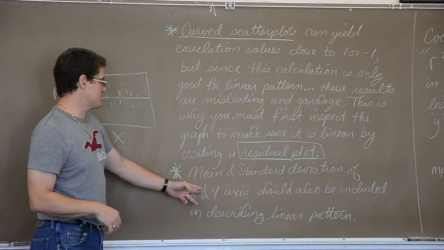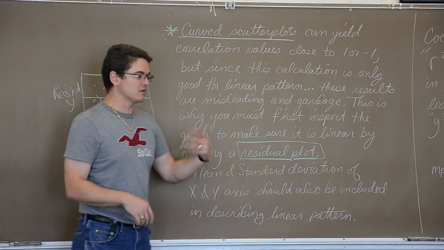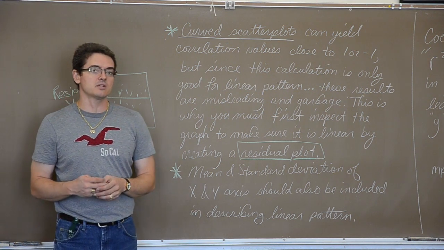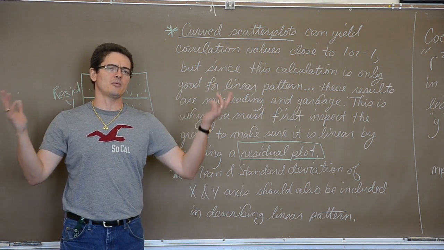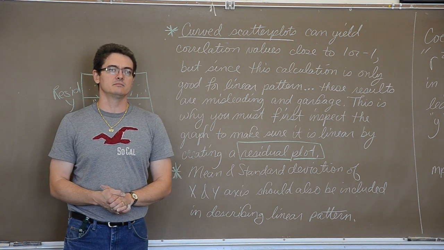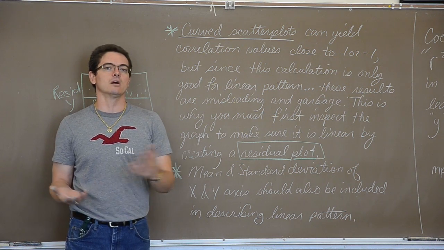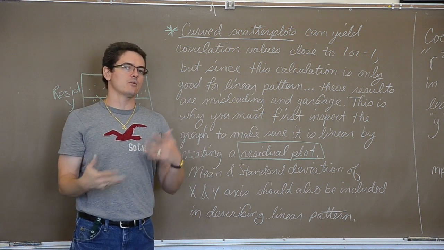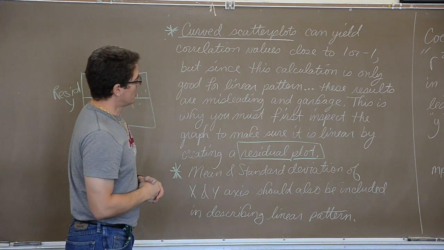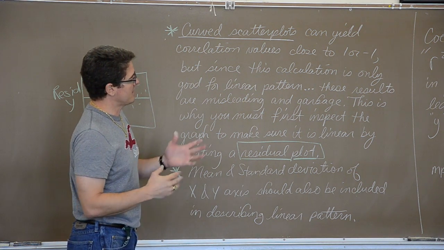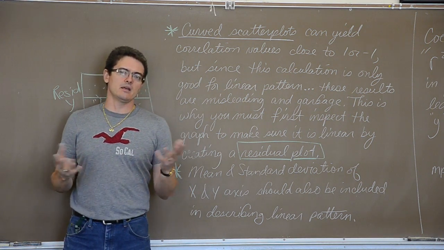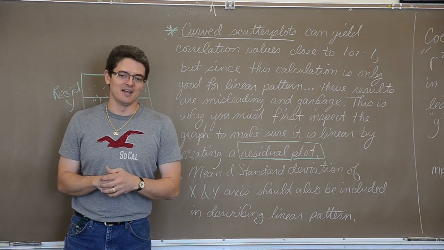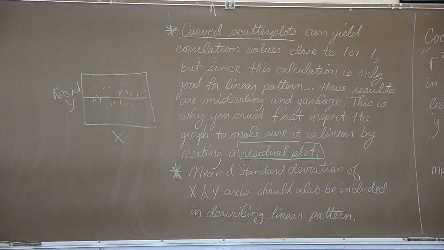Mean and standard deviations of x and y should be included in your description of a scatter plot, not just correlation. That's an incomplete description. You can't just say a scatter plot has a correlation of 0.7 and move on. Like, what else is there? Where does it start and end? What's the slope like? Is it curved or straight? Or are there outliers? So don't just think that R is the be-all and end-all to describing a linear scatter plot. All right, one more little page.